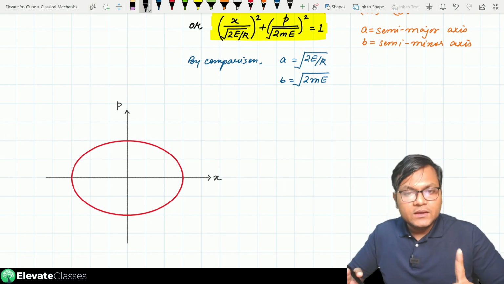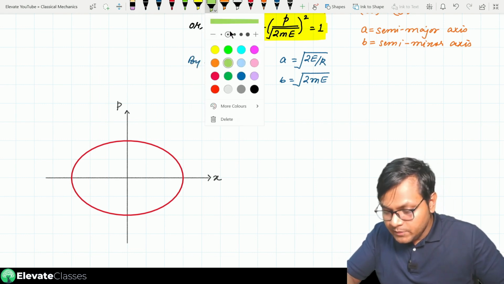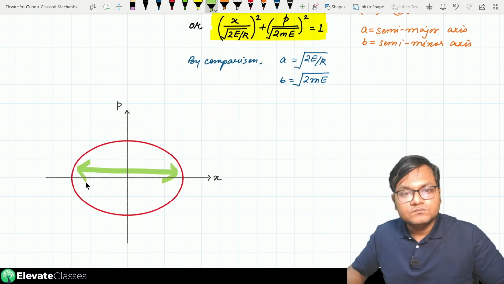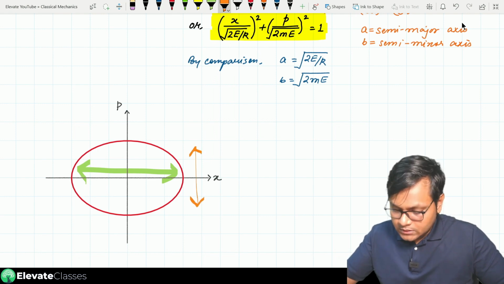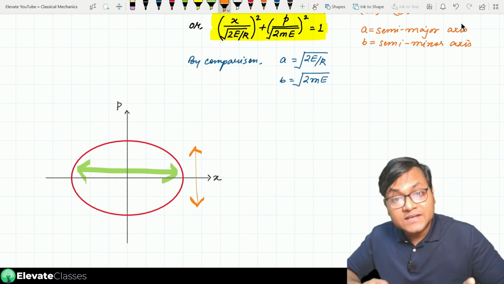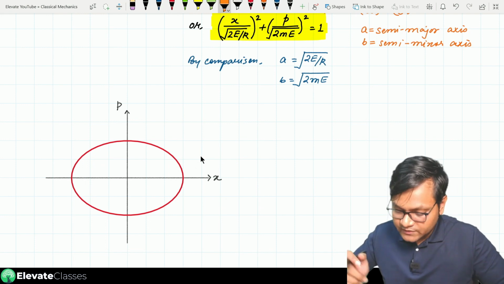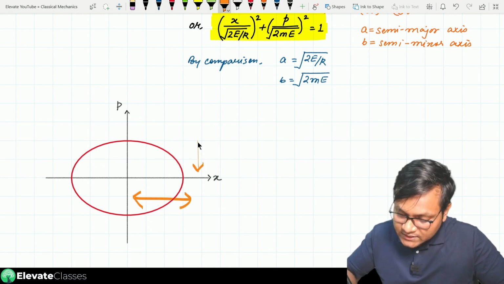Now here there are of course semi major axis and semi minor axis. Which one is the semi major axis? As I told you, this is the semi major axis. Alright, and this is the semi minor axis. Or rather I should say this is the major axis and the minor axis. Sorry, major and minor axis. Semi major would be half of that. Semi major means from here to here, and semi minor from here to here.